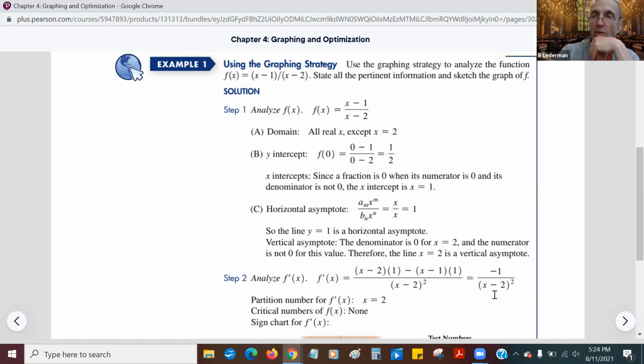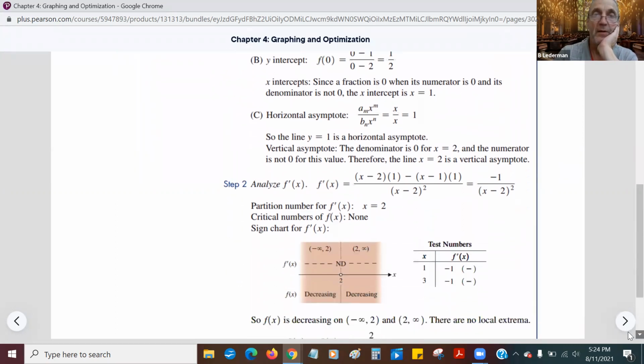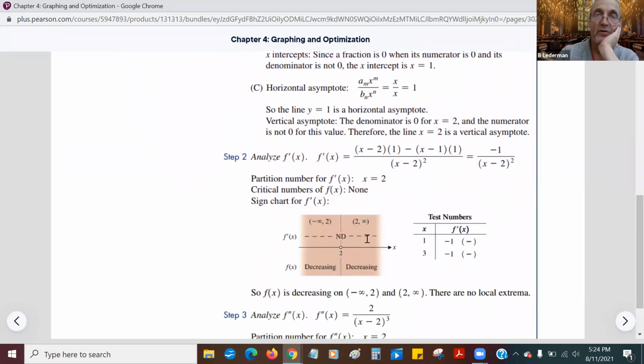Now, x minus 2 squared, well, that's a square, and squares are always positive, but I have a negative sign, so it's always going to be negative. The only issue I have is when x equals 2, but x equals 2 is not part of my domain, so I don't have to worry about it. Anyway, so it's negative all the way through, which means this function is always decreasing.